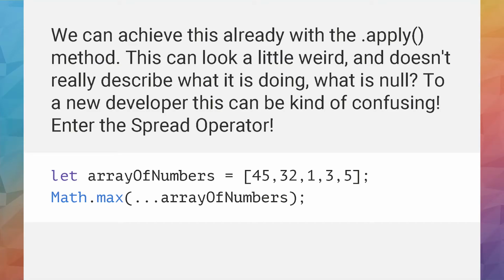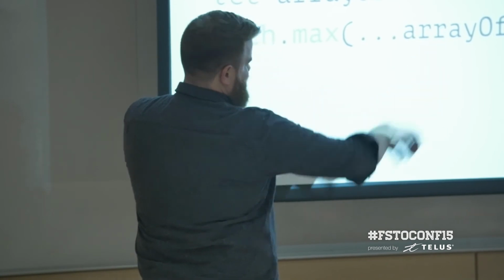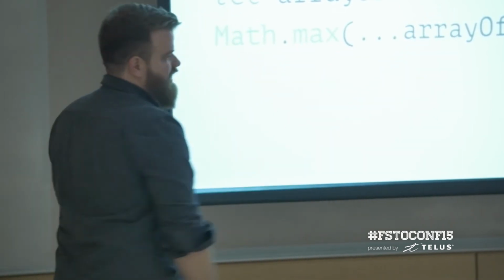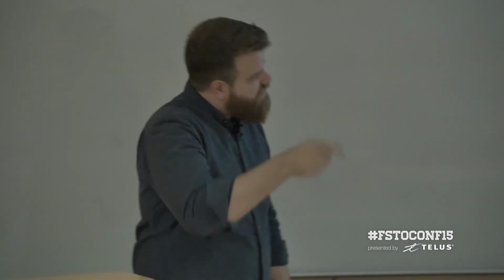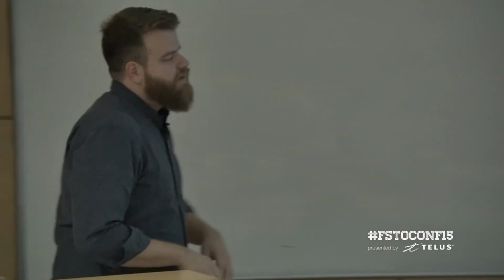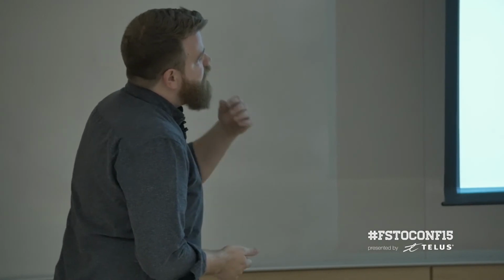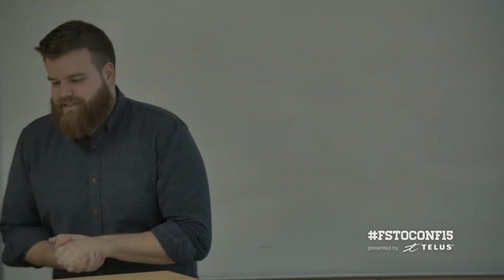With the spread operator, we get this new syntax of this ... array of numbers. And it effectively just spreads our array out across the function call. So if you just took out the square brackets on that array and just moved it in, it'd just be like calling Math.max 45, 32, 1, 3, 5. So we just get to spread them out. We don't have to use this apply anymore. Now, apply will still have its place because apply is used for other reasons as well, like changing the context of a function call and stuff like that. But if you just need to do something like this, it's going to be really nice and easy.